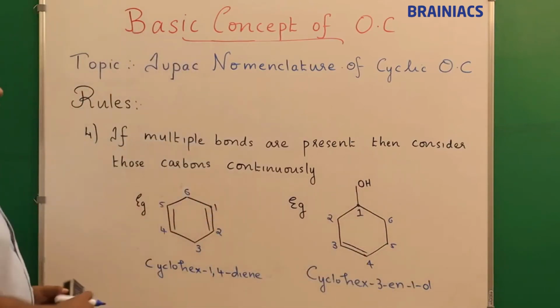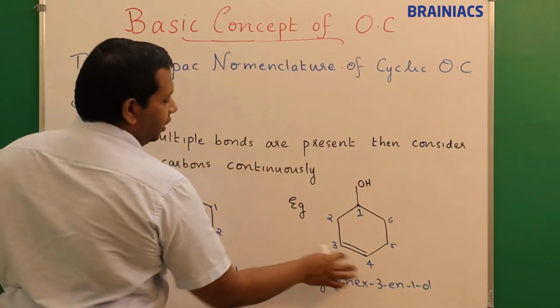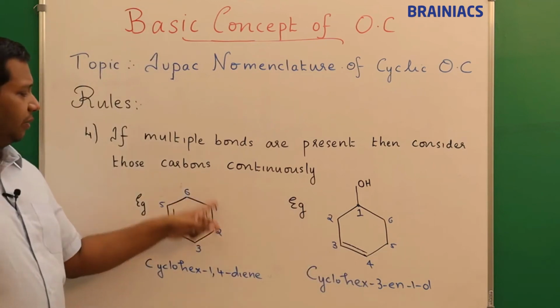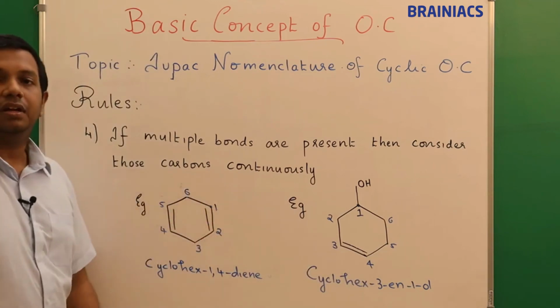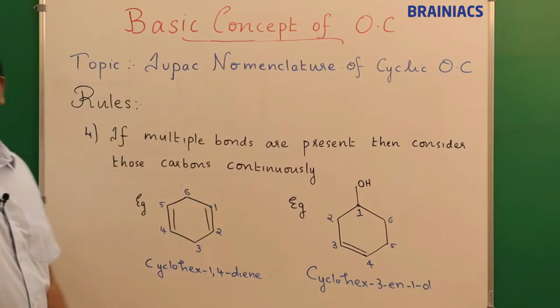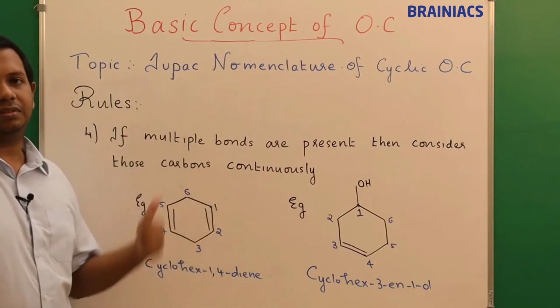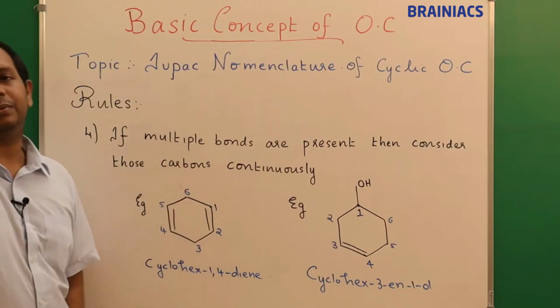So please remember, whenever double bond is present, you should take them continuously, 3, 4. Understood? Here also I have done like that, here also it is done like that. So please remember this rule. This is a very good rule. Most of the students may make mistakes because of not knowing this rule.